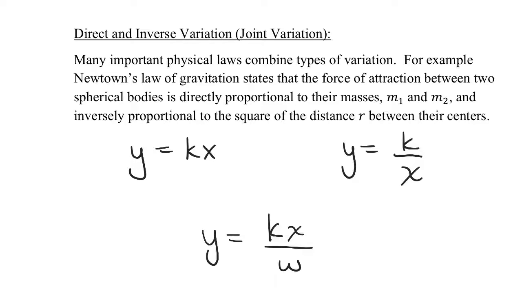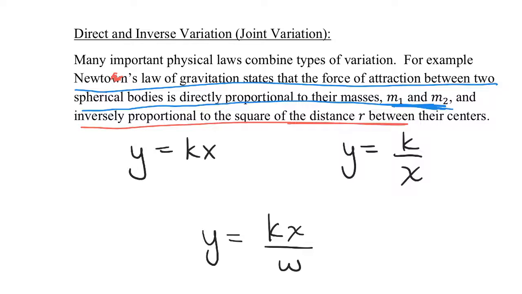Oh, there's a typo here. That should say Newton, not Newtowns. Newton's law. Correct that. How many years have I used these notes? Never corrected that. All right, so let's look at this example. For example, Newton's law of gravitation states that the force of attraction between two spherical bodies is directly proportional to their masses and inversely proportional to the square of the distance between their centers.